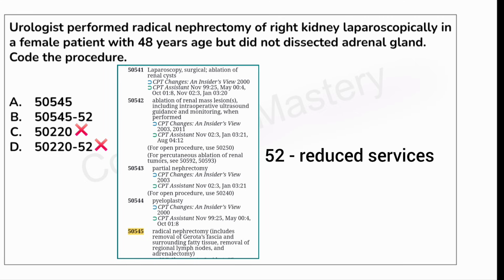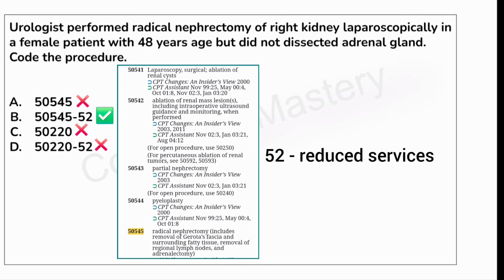In option B, they have appended modifier 52. Modifier 52 is for reduced services. In the code 50545, they have given removal of regional lymph nodes and adrenalectomy. But in the question they have given that the adrenal gland was not dissected. Therefore, we have to append modifier 52, which is for reduced services. The code 50545 includes adrenalectomy, but in this scenario the adrenal gland was not dissected. So modifier 52 is appended in order to specify reduced services. The right answer is option B.